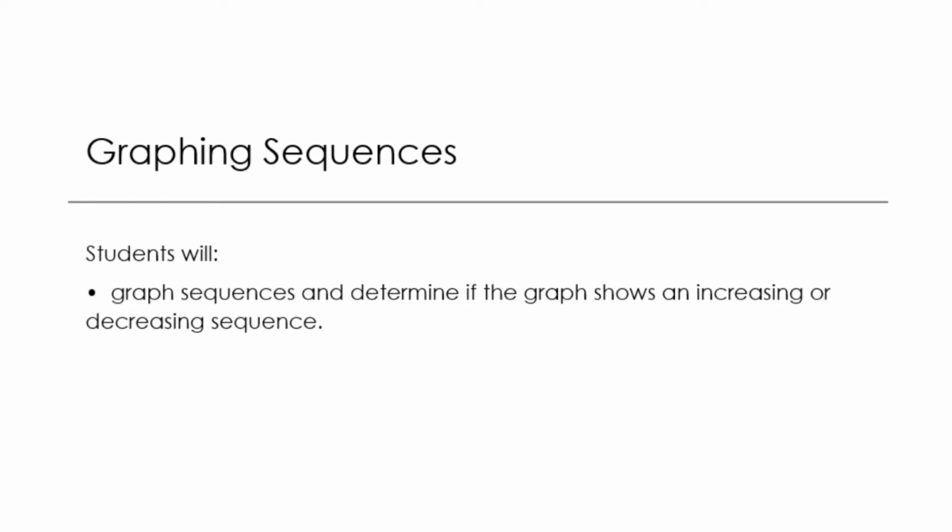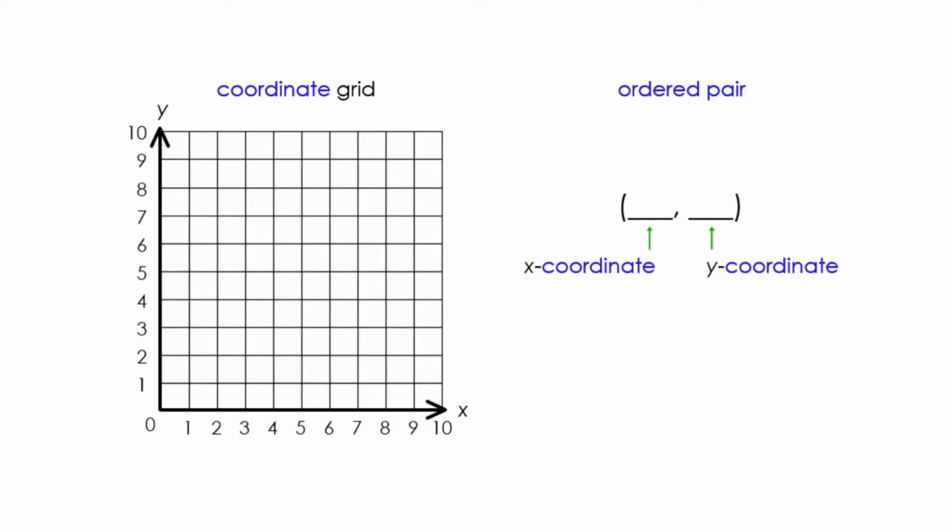Welcome back. Today's lesson is going to look at graphing sequences. So let's get started. We're going to be doing math on a coordinate grid. This is what it looks like. You've seen it before. Ordered pairs is what it's called.